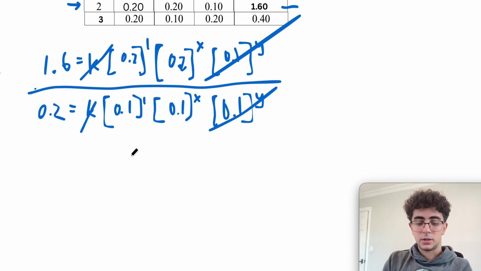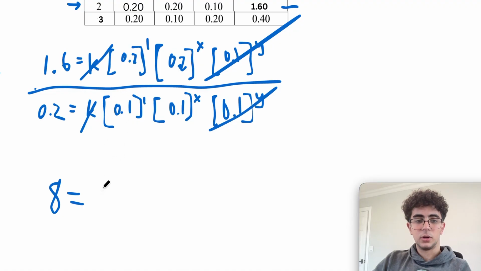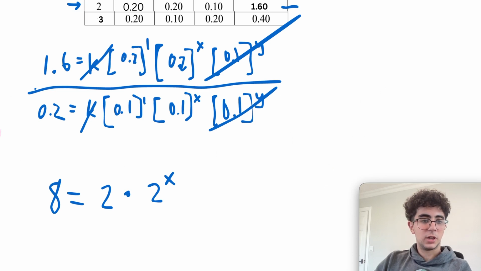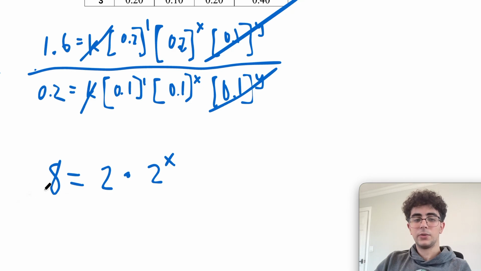1.6 divided by 0.2 is 8. So 8 equals 0.2 to the power of 1 over 0.1 to the power of 1, which is 2. So equals 2 times, this is 0.2 to the x over 0.1 to the x, which is the same as 2 to the x, because you can write it as 0.2 over 0.1 all to the x, and then 0.2 over 0.1 is 2. So now we have a much more basic expression. So this we can easily solve. We'll divide 2 on both sides. 4 equals 2 to the power of x, and we get our same answer that x is 2.